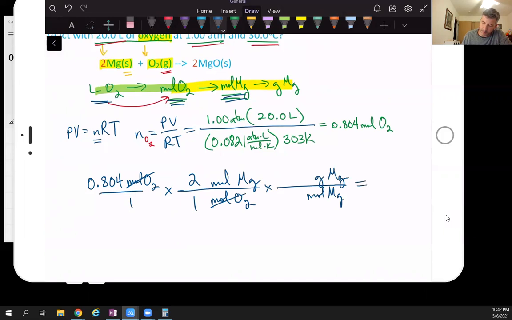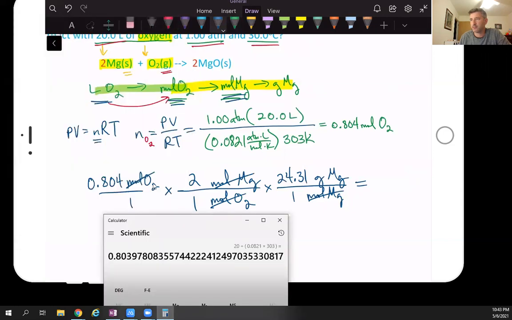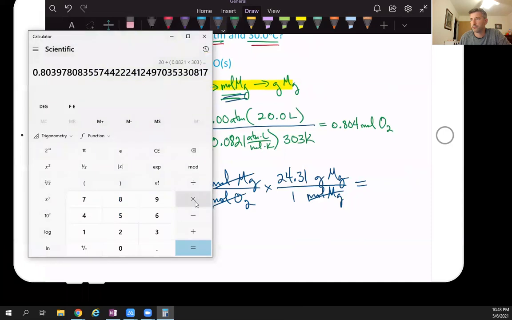And this part you're very familiar with. We just go to the periodic table. Magnesium is 24.31 from the periodic table. And I'm just going to leave the number in my calculator that I already had. I don't even have to round it at all, because it's right here. So I'm just going to multiply by 2. And then also multiply by 24.31.